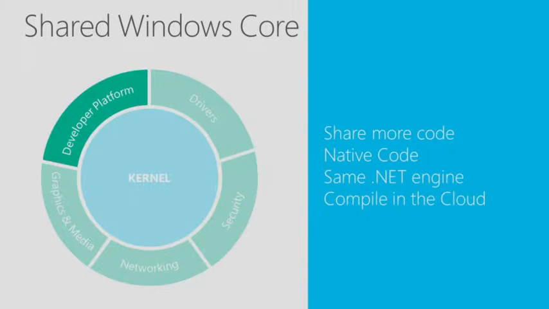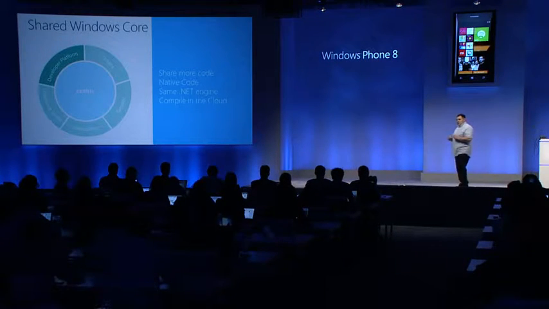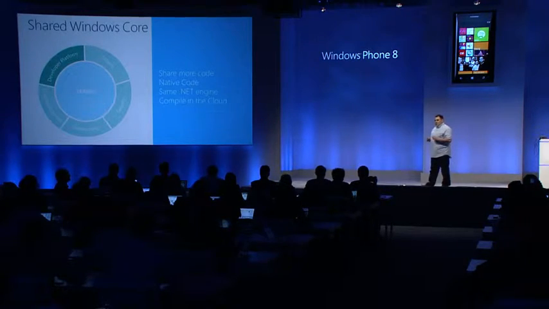Because we share the same building blocks of our developer platform, developers can now share more code between Windows and Windows Phone. This includes native code, as well as more .NET code. We now have the same .NET engine that runs on the Windows desktop.